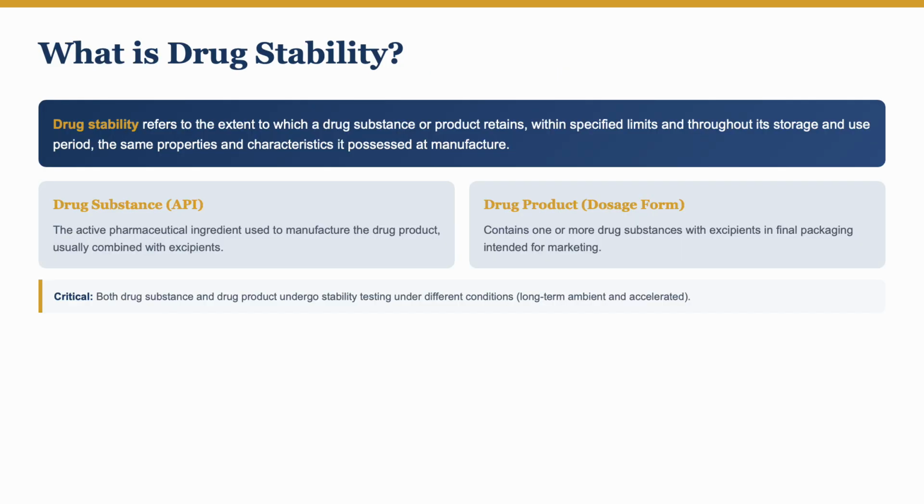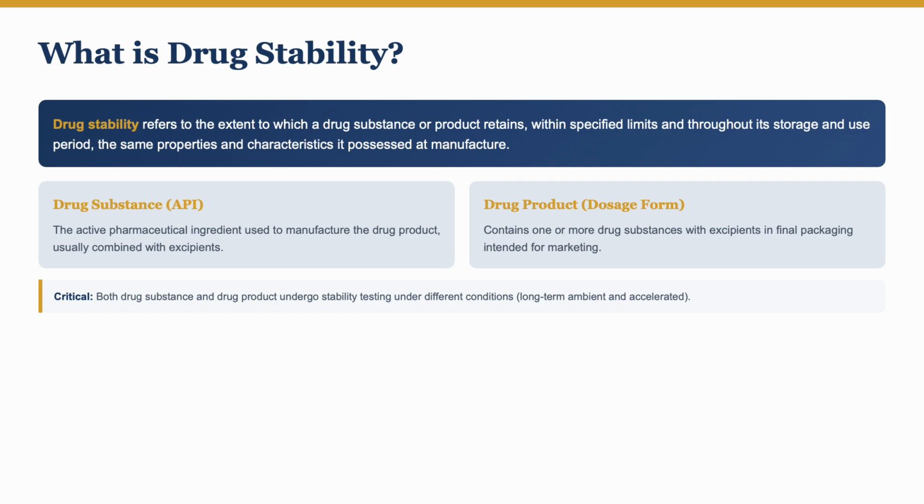Drug stability refers to the extent to which a drug substance or product retains, within specified limits and throughout its storage and use period, the same properties and characteristics it possessed at the time of manufacture. Understanding stability is fundamental to CMC.